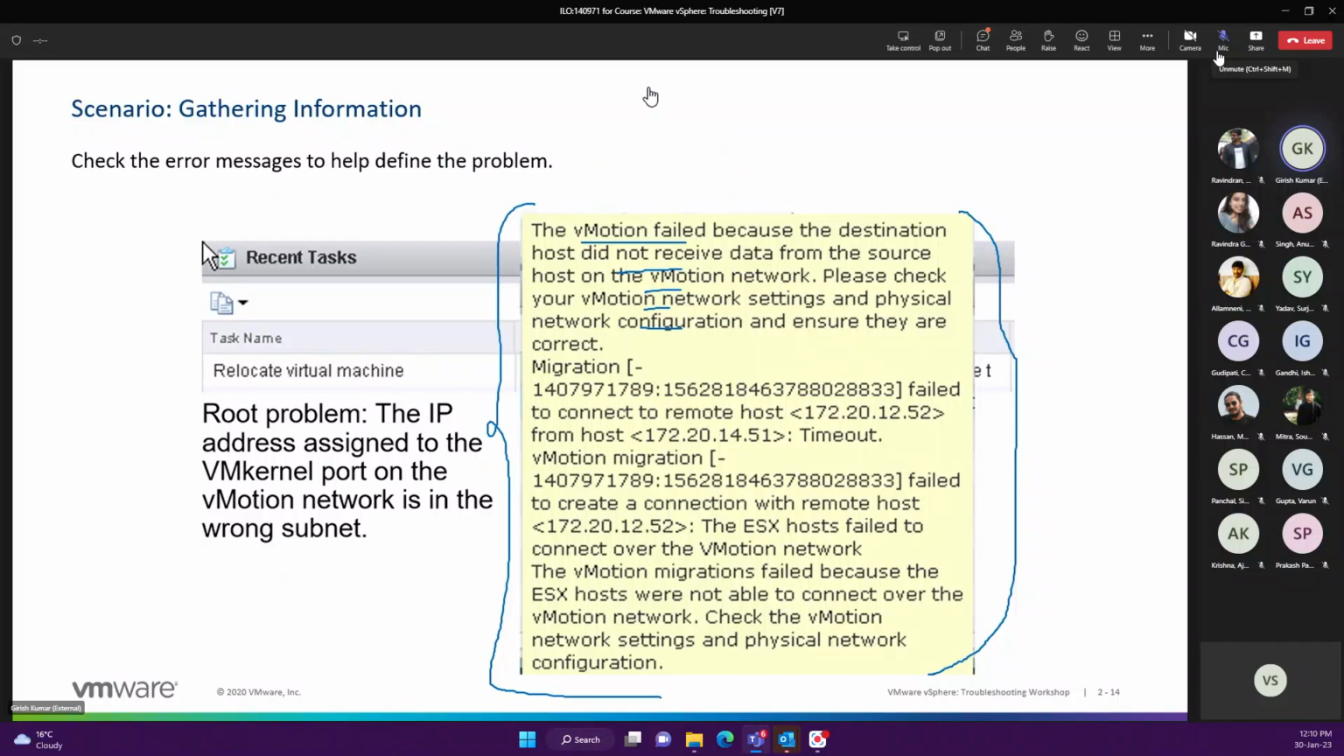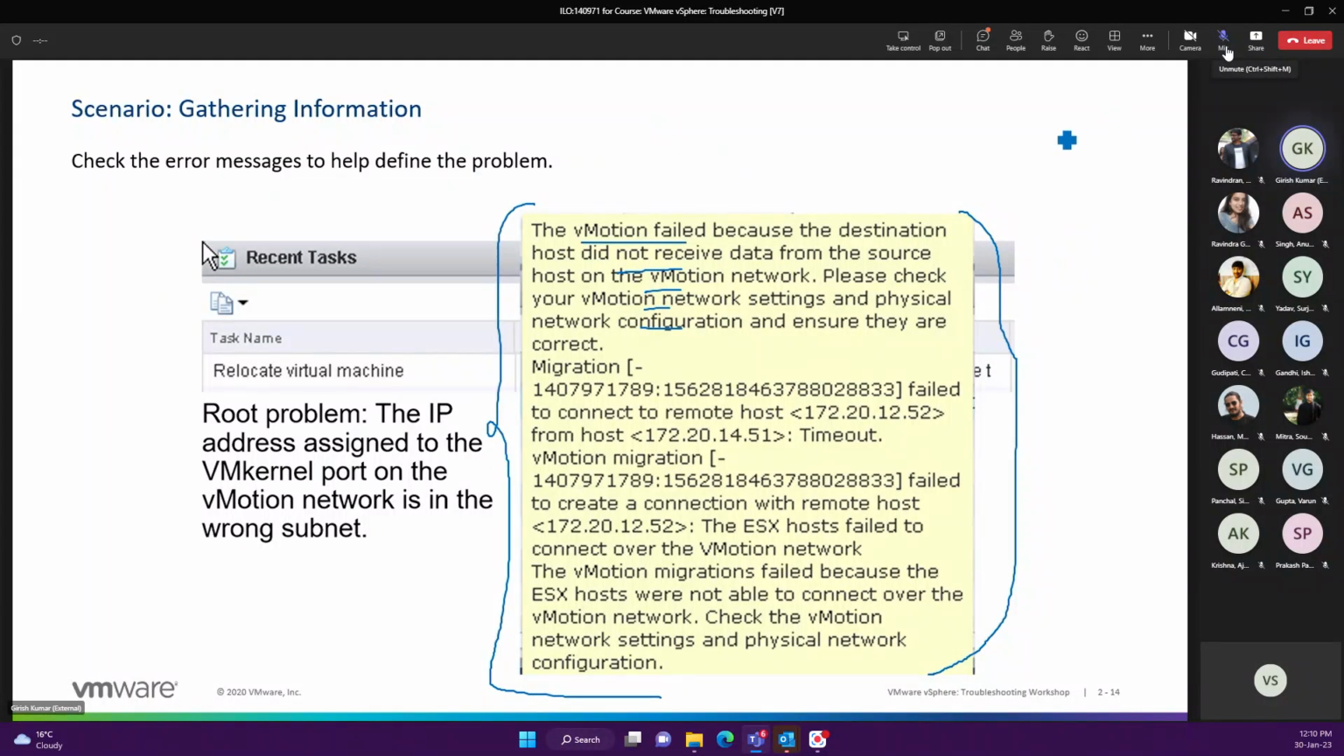Yes, Vivek Singh, did you get some idea from this message? Yes, I believe it is the VM kernel settings, right? vMotion has different IPs, or vMotion is not enabled on that VM kernel port as well. So these two settings we have to check out. Yes, correct. As you know, the vMotion network is highly required to move the virtual machine's memory data from source to destination host.